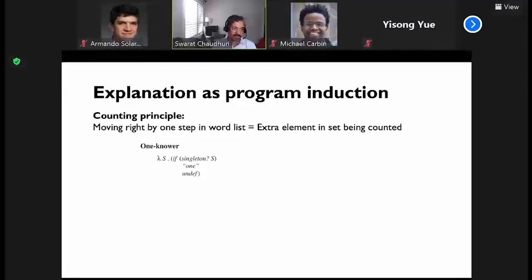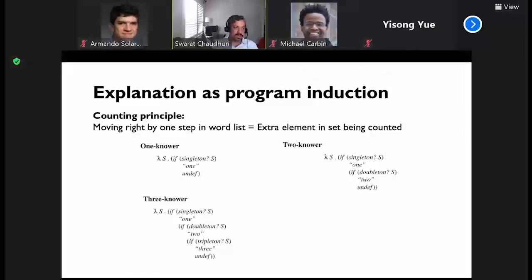This is written in the lambda calculus. What this is saying is that if you're given a set, if the set is a singleton, you say there's 1. Otherwise, you just don't know. It's undefined. By the way, the task over here is you are given a set, and you are deciding how many objects are there. Now for the two knower, you know 1 and 2, but you don't know anything beyond that. For the three knower, you know 1 to 3, and you don't know anything beyond that.